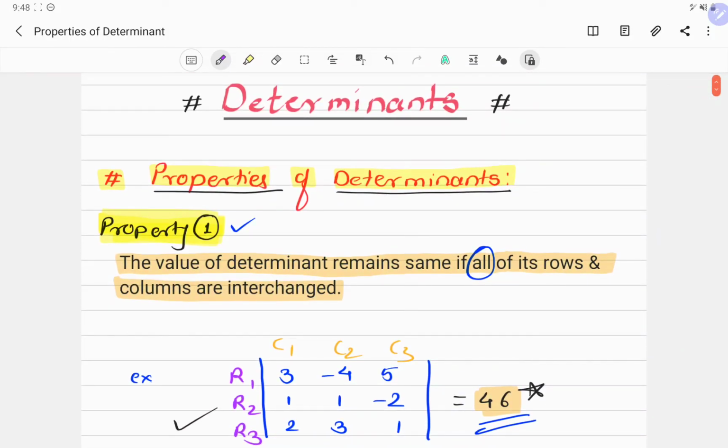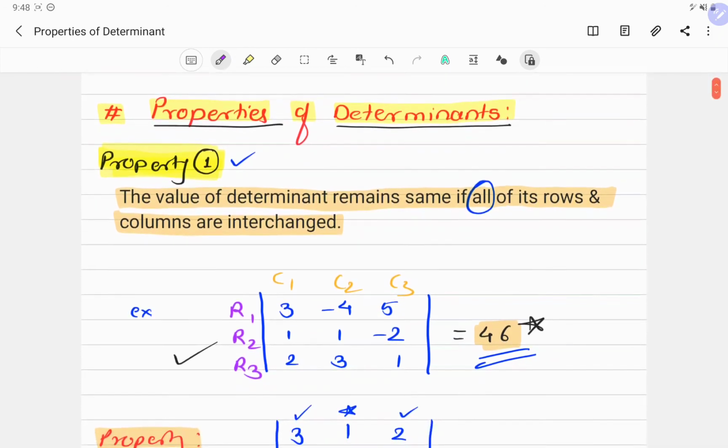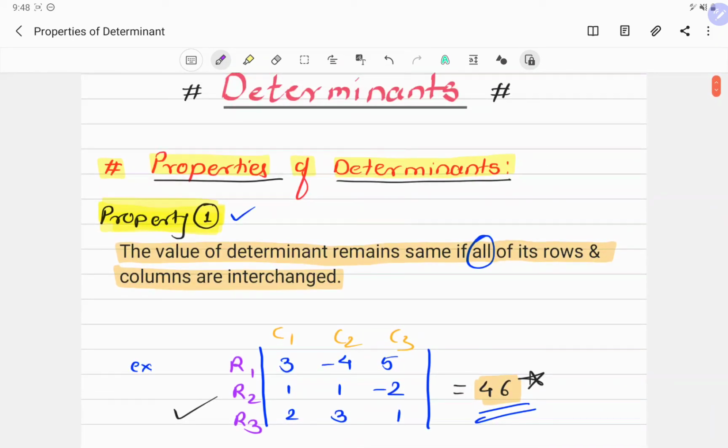Definitely all these properties will help you in simplifying the determinants. So please revise this video one more time, and definitely this will help you in simplification of determinants and simplification of problems on the determinants. So on this positive note, here I am ending this session on properties of determinant. In the next session we will cover various applications of determinant.